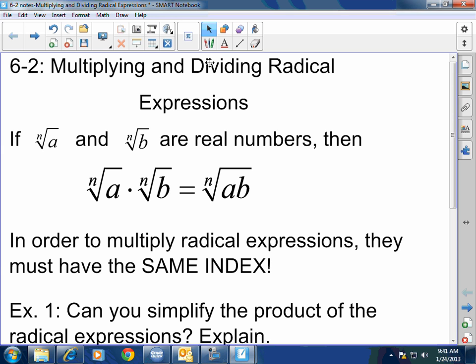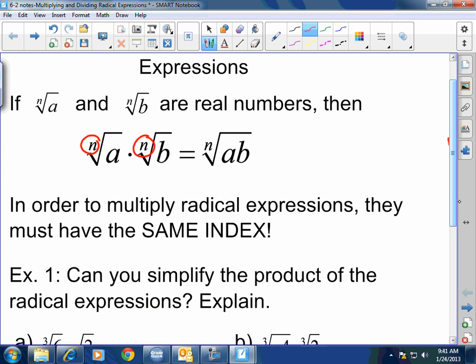It's pretty simple. If the nth root of a and the nth root of b are real numbers, then the nth root of a times the nth root of b will equal the nth root of ab. The only catch here, guys, is that the index must be equal. In order to multiply radical expressions, they must have the same index. That's the only caveat. Do you know what that means, caveat? It's a warning. It's the only warning.